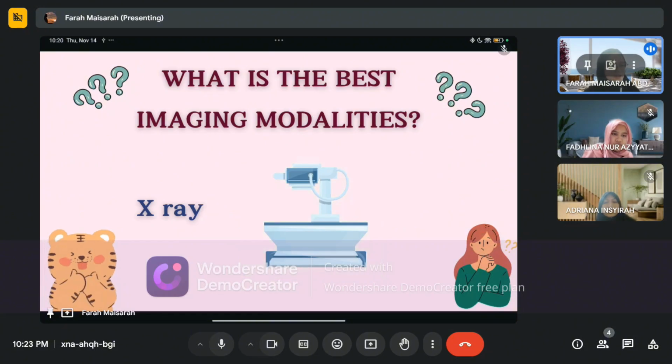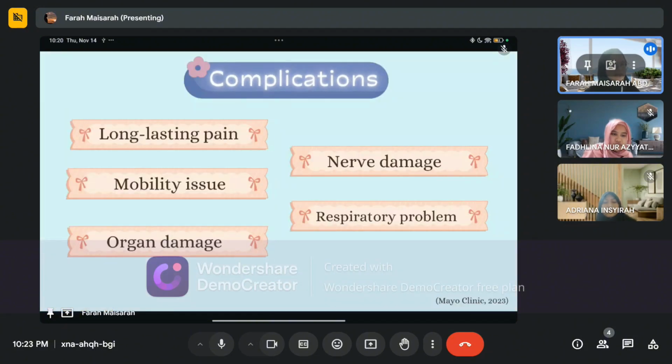Okay, so I will continue with the complications, which are the effects of scoliosis. The first one is long-lasting pain. They will feel the pain 24/7. And mobility issues, they have problems doing social activities like walking, traveling, and lifting.